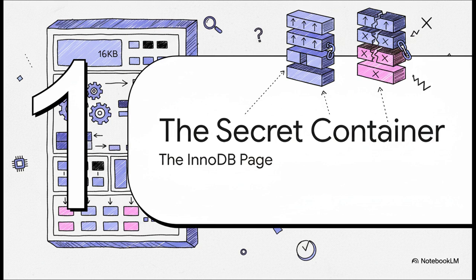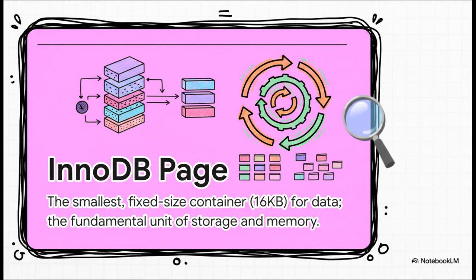See, databases don't read or write one row at a time. I mean, can you imagine how slow that would be? Instead, they work in much bigger chunks. And that chunk is called a page. It's this fixed size container, and by default, it's 16 kilobytes. Every single thing that happens, from reading a row off the disk to caching it in memory, all happens at the page level. You can think of it as the atom of your database world.